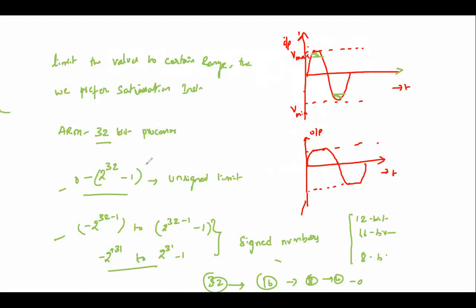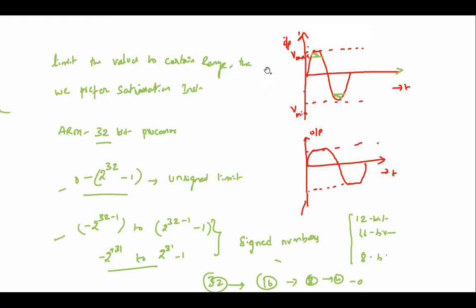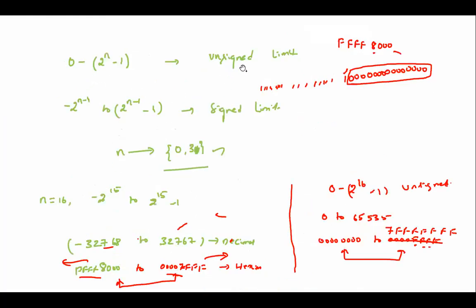Okay, so now that we know the limits, we know that the unsigned value has this limit and the signed numbers have this limit. So let us get started and see what else it is telling us. When I have an unsigned, as I told you, it is 0 to 2 raised to 32 minus 1. So this is the unsigned.